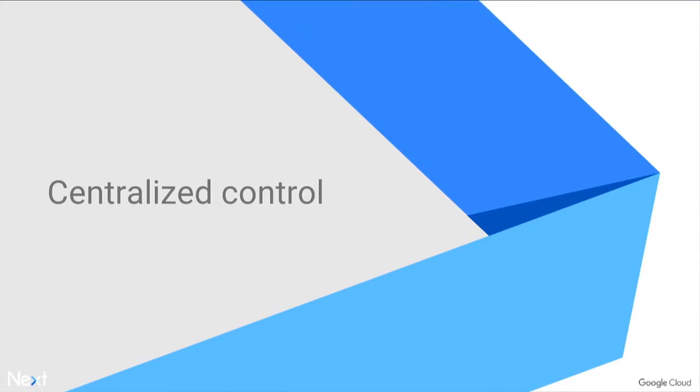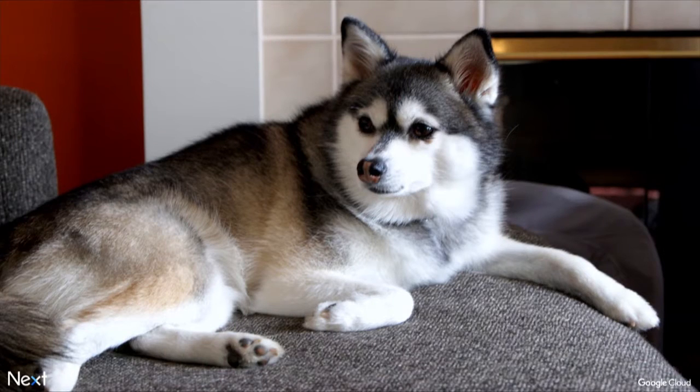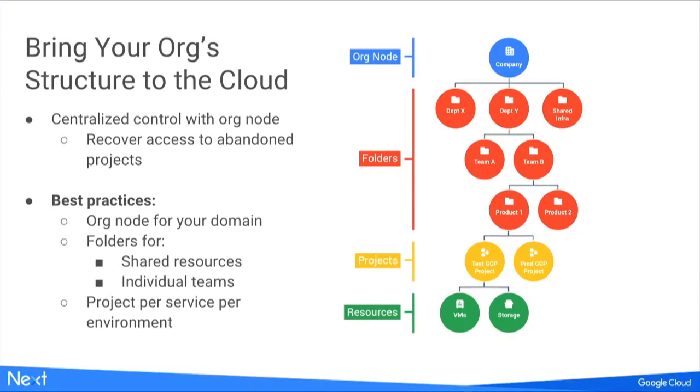That brings us to the third section, centralized control, embodied here by Kira, a Klee Kai who has centralized control of this couch and also part of the fireplace. The first best practice around centralized control is to bring your organization's existing structure to the cloud.